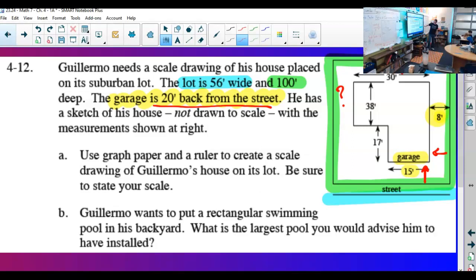I would start here. Each box is 2 feet, because the paper wasn't big enough to do 1 to 1. We got plenty to draw right there.